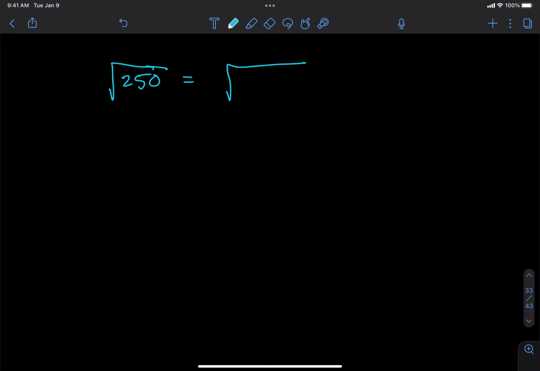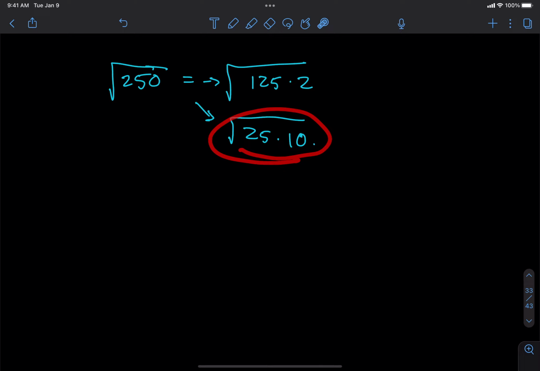I'm going to rewrite 250. What would be a good way to rewrite it? Okay, let's see two possible examples. One example, I'm going to rewrite it as 125 times 2. And the other example, I'm going to rewrite it as 25 times 10. Which one do we like better? 25 times 10. Why is that better than 125 times 2? Because 25 is a perfect square. I can rewrite 25 as 5 squared, right?